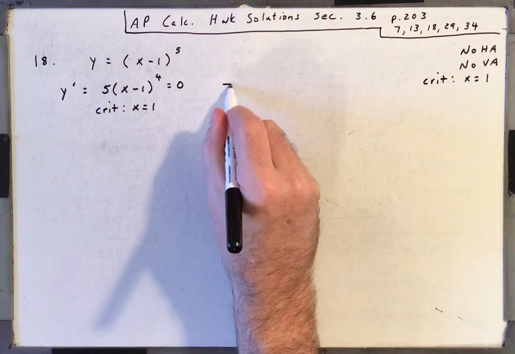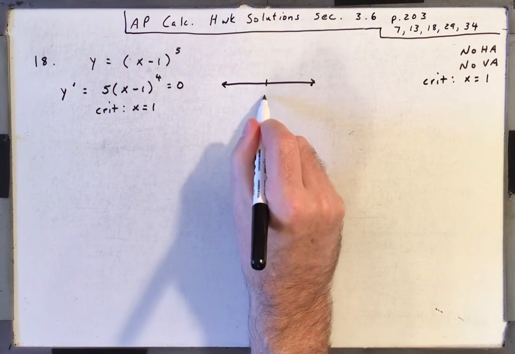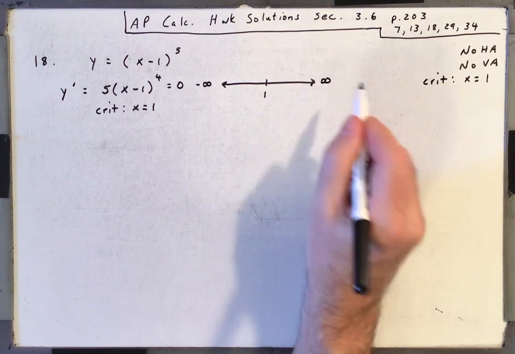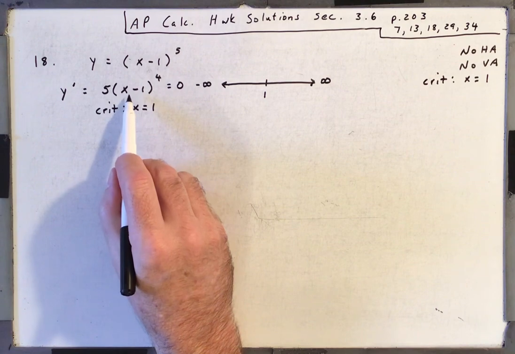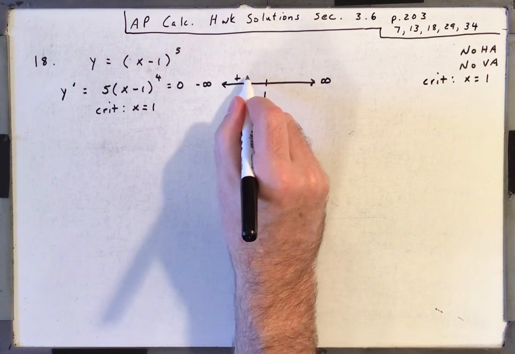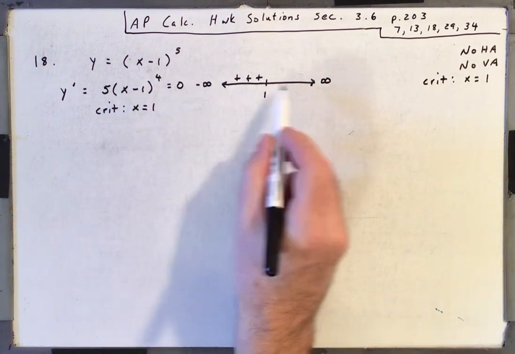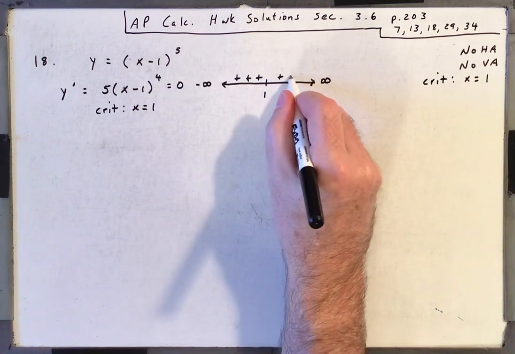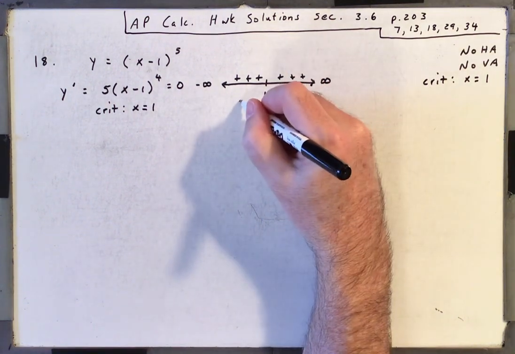Let's do a sign line. Negative infinity to positive infinity, with 1 in the middle. Let's go something to the left of 1. How about 0? That's going to end up being negative 1, but to the 4th power, make it positive. So it is positive. And to the right, let's say a 2. 2 minus 1, that's positive. We don't have an asymptote there.